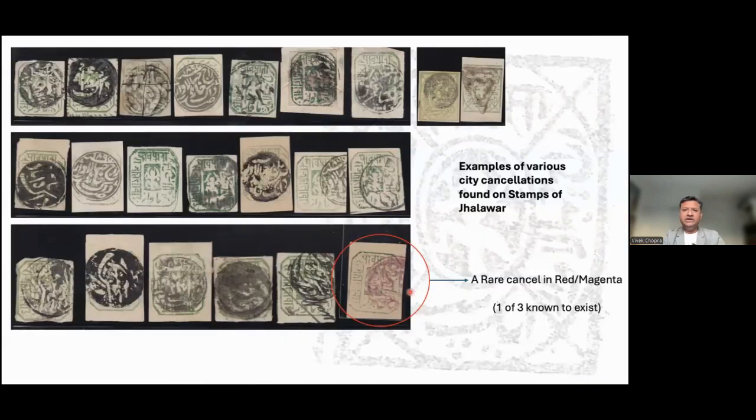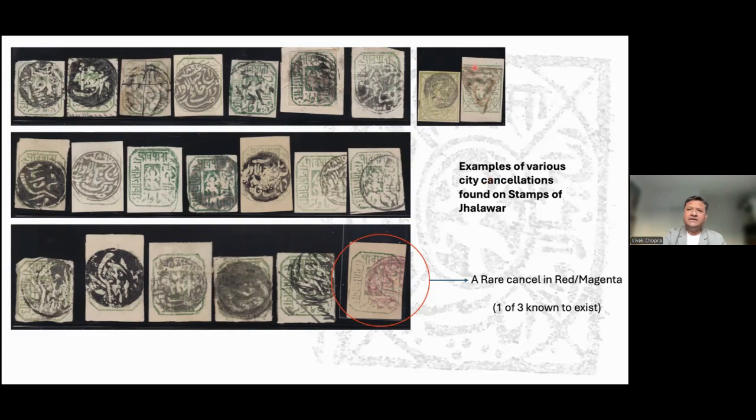So here I'm showing you various city cancellations, with various seals, as well as highlighting one cancel in red. I've seen only 3 different items, actually 2 covers and 1 stamp, which have this hand-struck obliterator in red or magenta color, right? So these are very hard to come by.